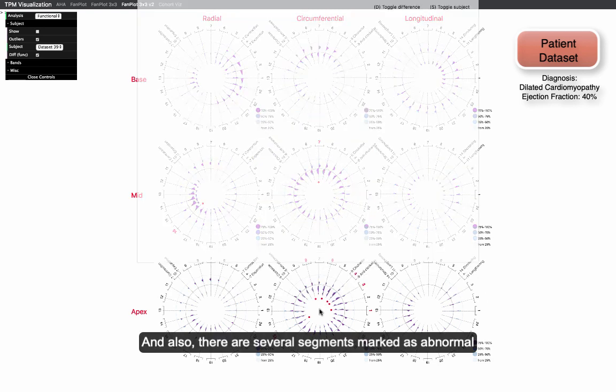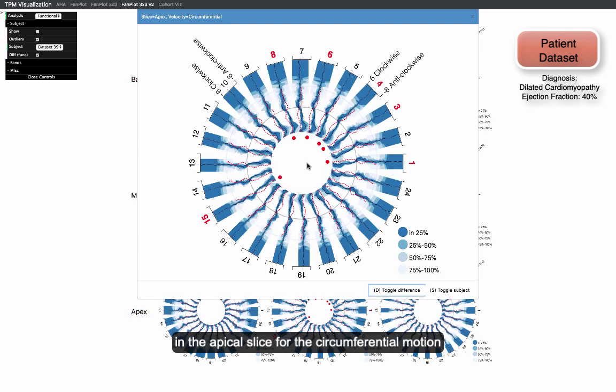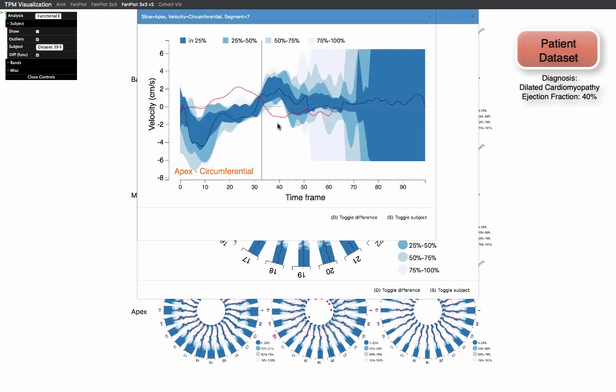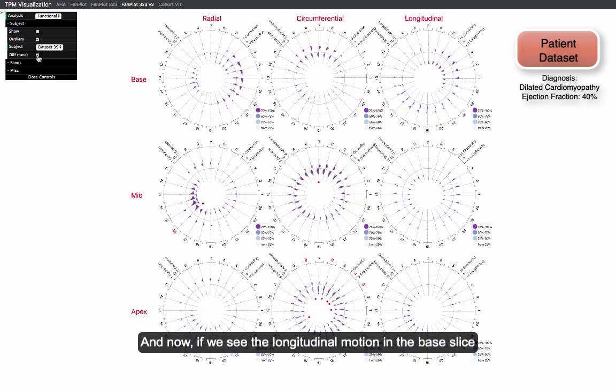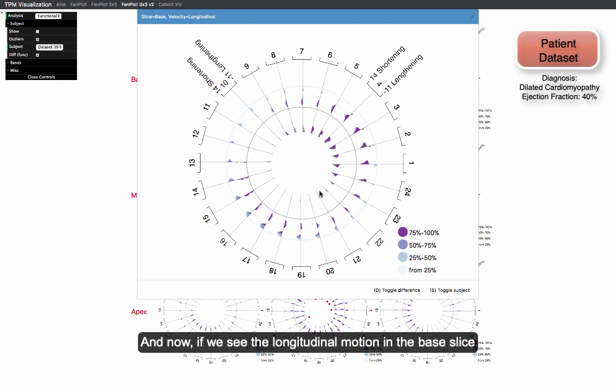And also there are several segments marked as abnormal in the apical slice for the circumferential motion. And now if we see the longitudinal motion in the base slice, we see that the right side of the heart in the systole shows stronger deviations than the left side.